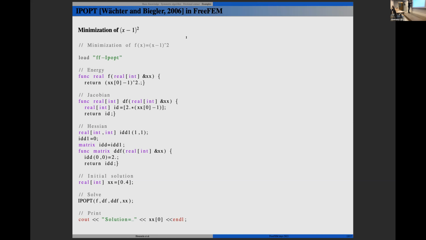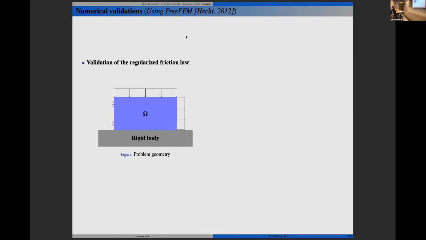Also, we can define the Jacobian, which in this case is the derivative, and the Hessian, which in this case is the second derivative. We propose an initial guess, and we solve our problem by calling this function IPOPT, with the energy, the Jacobian, the Hessian, and our unknown. And we can print all this. I just wanted to present the example to you briefly.